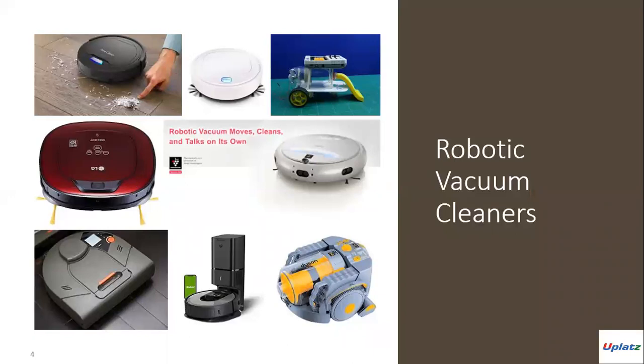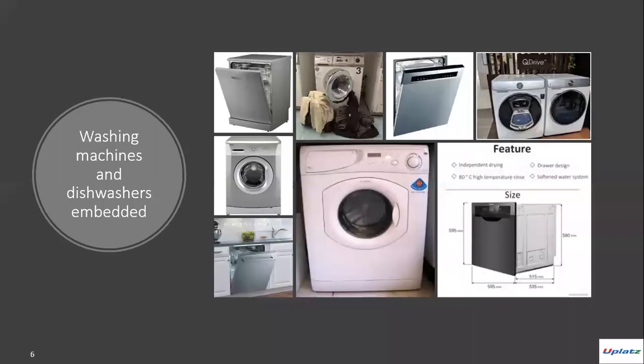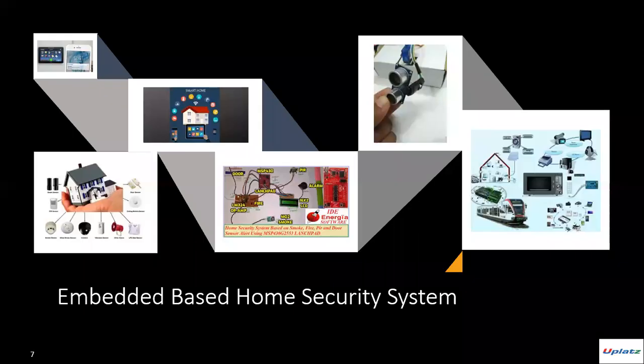Next application is robotic vacuum cleaners, which we use for various purposes in our real life. And also we are going to see smart watches and digital watches, which we normally use in our day-to-day life. And we are now seeing washing machines and dishwashers, and embedded system is used in all this control of all these machines.